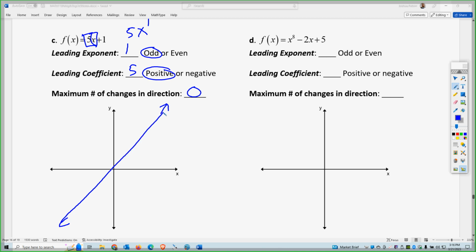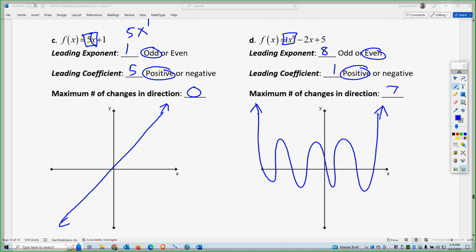Okay. All right, next one, x to the 8th power. There's a 1 in front of that, right? So 8 is even and 1 is positive. So that means we're going in the up direction, right? Because anything to the 8th power is a positive outcome. 2 to the 8th power is positive and negative 2 to the 8th power is positive. So in between, we have 7 changes in direction. 1, 2, 3, 4, 5, 6, 7. That's pretty good. Okay. Again, sketches. All right. That is the end of part 3.